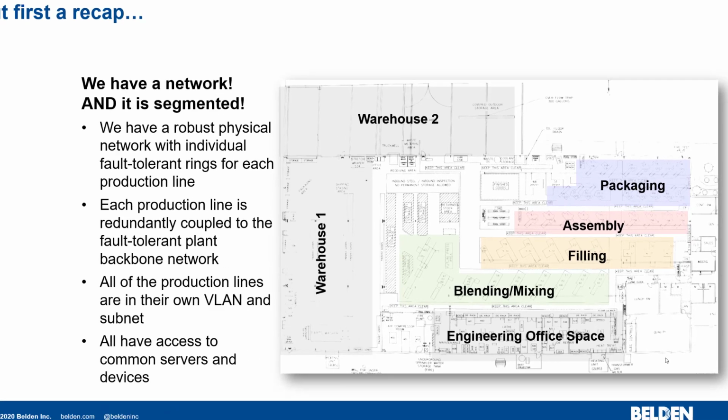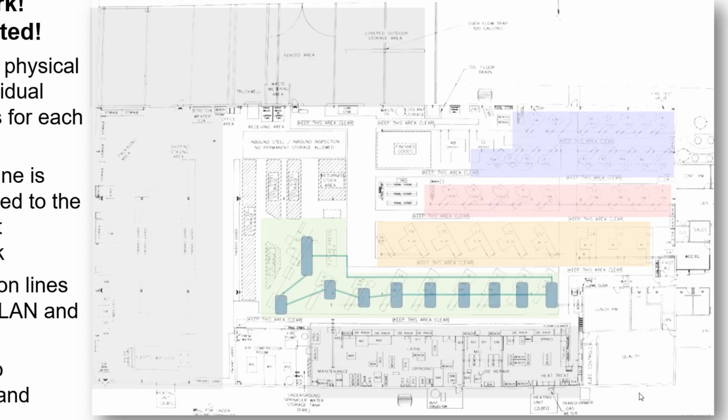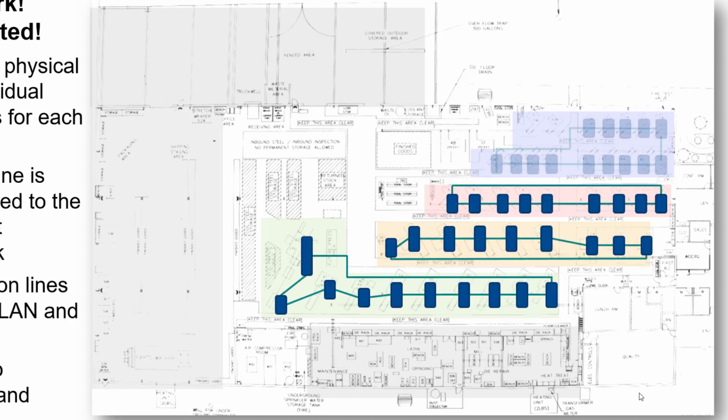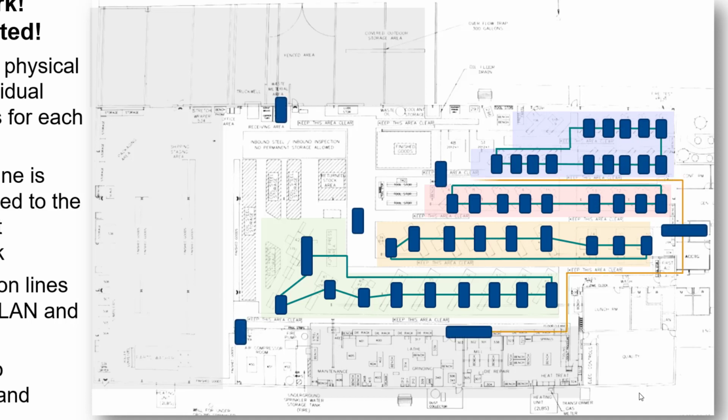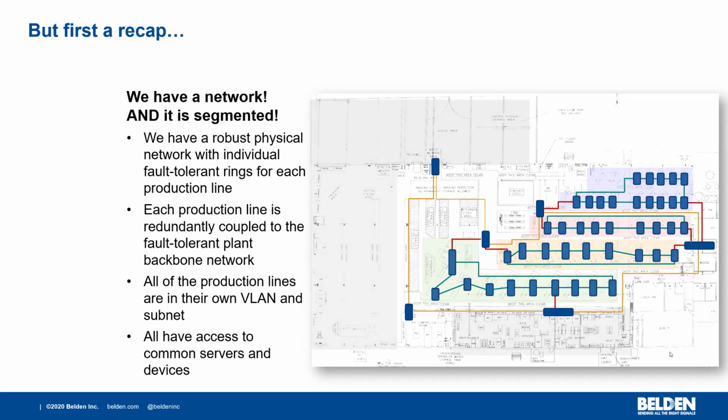We had identified all of the areas of automation for the purposes of network segmentation and to limit the majority of the traffic to only those networks. We then laid out the individual production lines in segmented and fault-tolerant rings, and our fault-tolerant plant backbone network, to which we redundantly coupled our individual production lines. Overall, this is an absolutely splendid design. It is robust and segmented, but it clearly cannot be this seemingly simple. Can it?